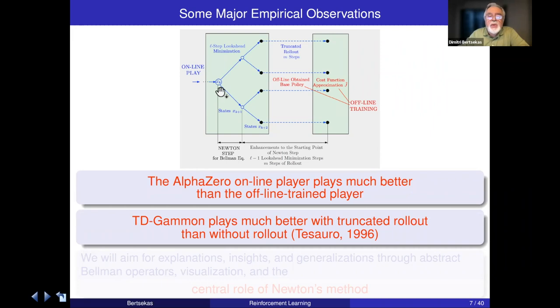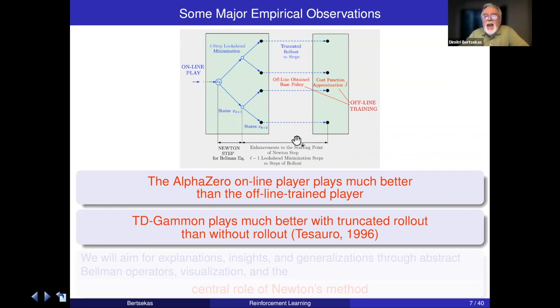And let me say a few things also about this point. There's a major difference between chess and backgammon. Backgammon is a stochastic game. It involves rolling the dice, so it has some uncertainty involved in it. And also, because of this uncertainty, the look ahead tree expands very quickly.